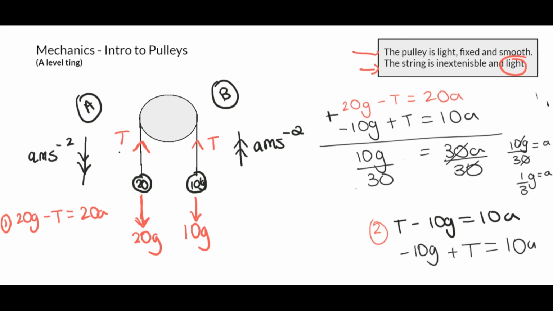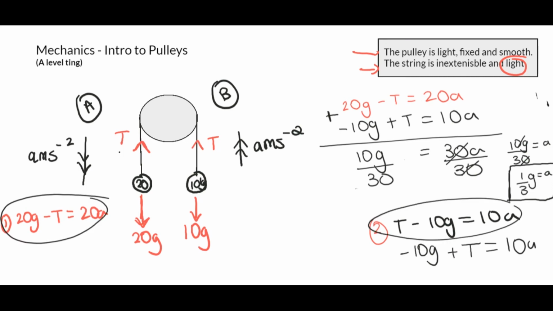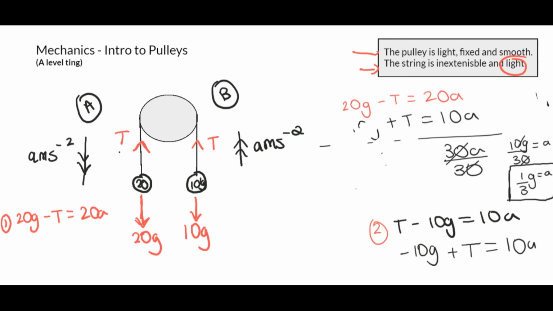Listen, once you find a is equal to a third g, now it's light work. You can substitute it either into this one or this one in order to find T, so you can substitute it back into either equation. So let me rub all this out, and we're going to go through that quickly. Give me a second, let me rub this out.